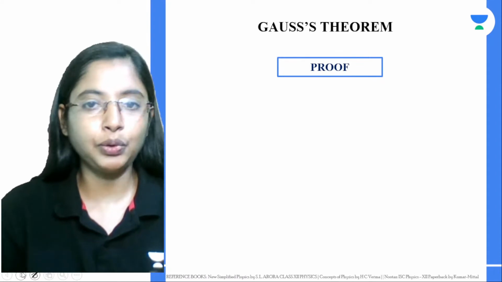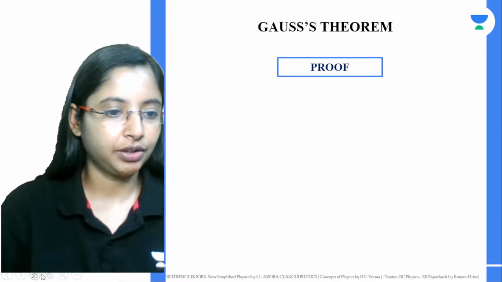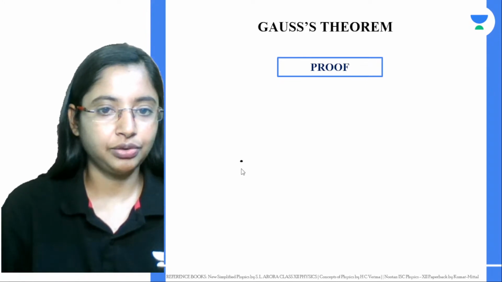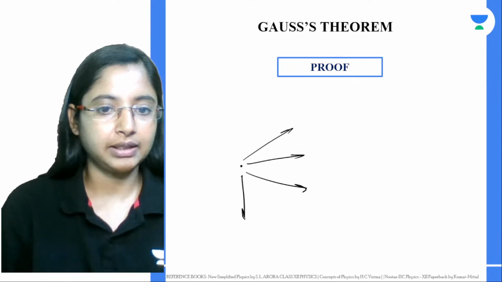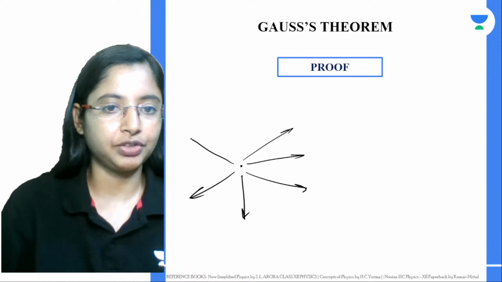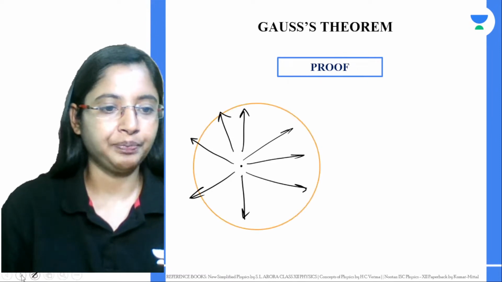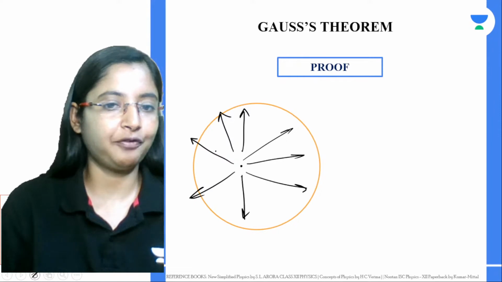Now, what is the proof of Gauss's law? We are going to take a charge. Let's say this charge is Q, and it is a positive charge. This charge has field lines going everywhere around.